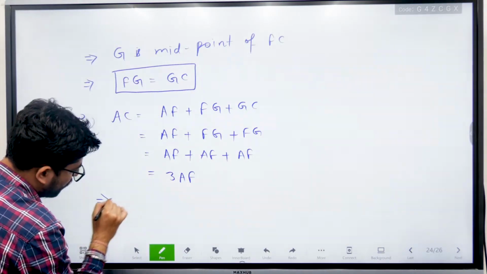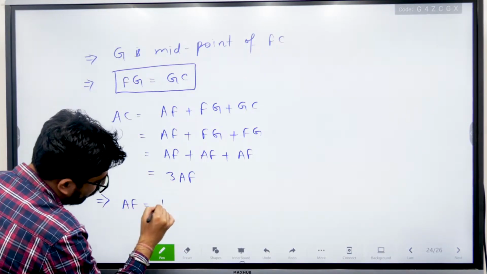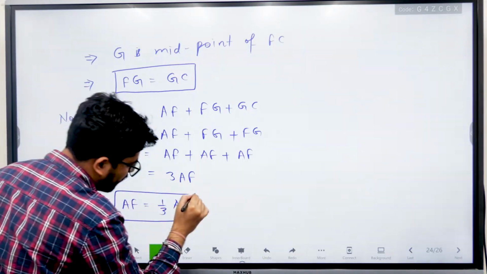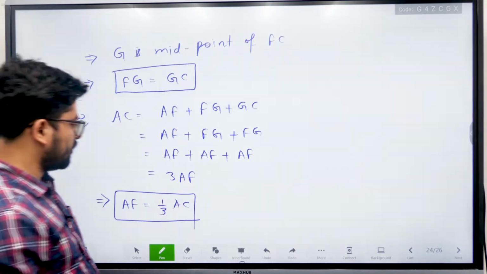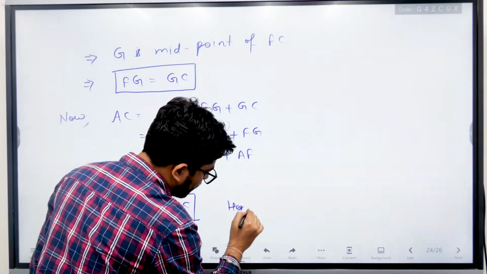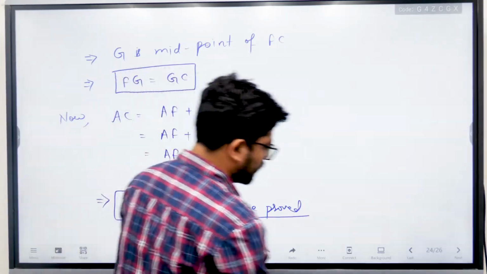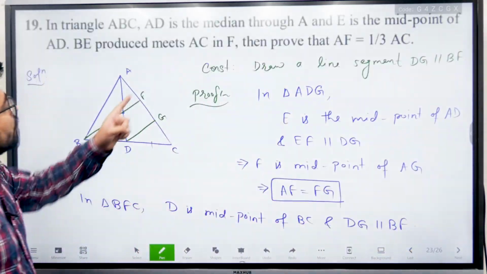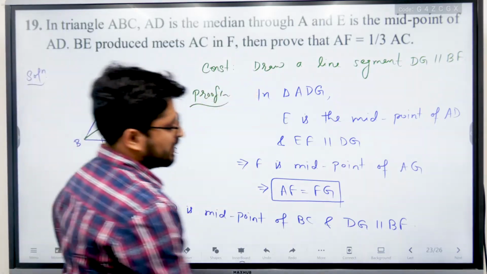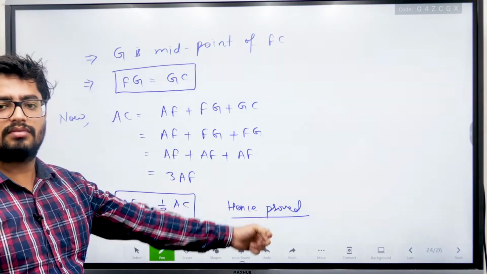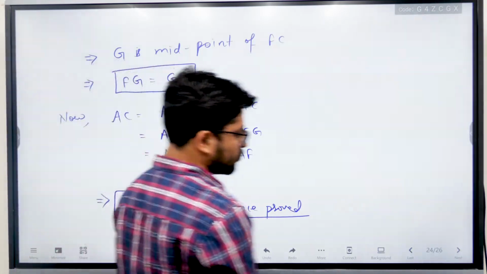So from here you can say AF is equal to 1 by 3 times AC. This is your question, so hence proved. You have to prove that AF is equal to 1 by 3 AC. That's your answer. Now let's move to the next one.